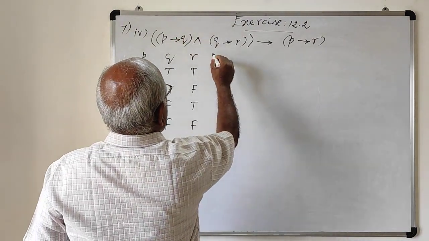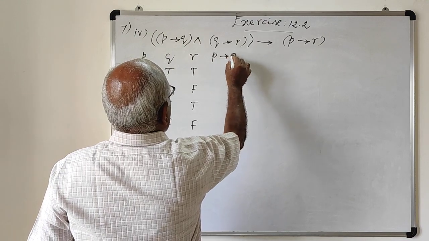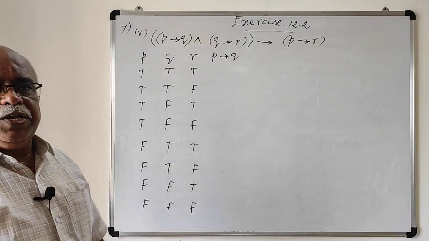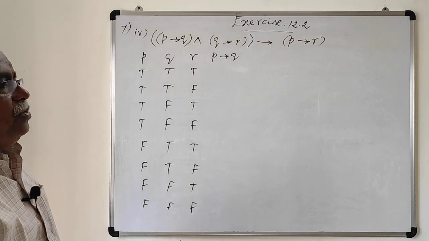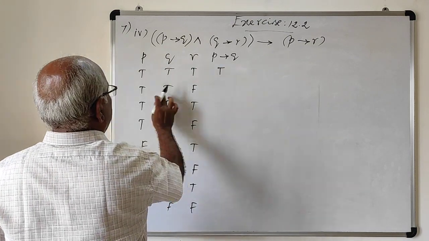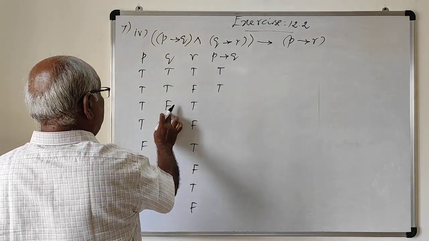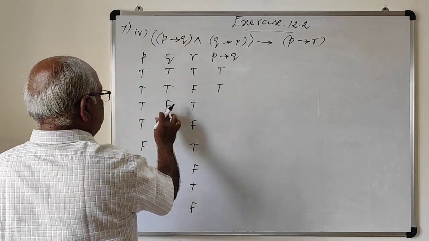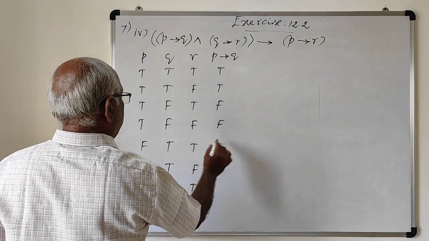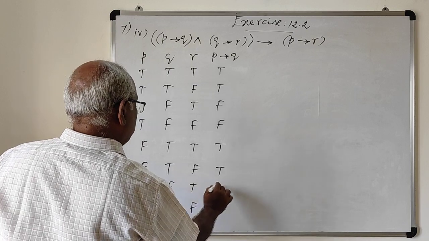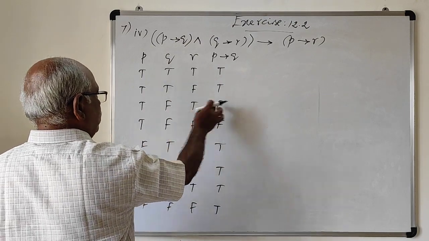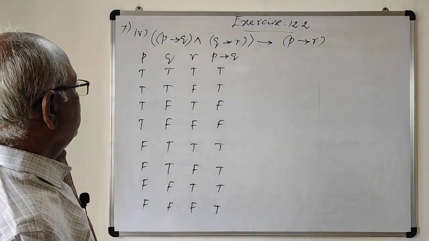Next, if P then Q. For the single condition, if P then Q, if the first statement P is true and the second statement Q is false, then only the truth value is F, otherwise the truth value is T. T to T is T. T to F, P is T, Q is F, is F. F to T, truth value T. F to T, truth value T. F to F, truth value T. The only case where P is T and Q is F gives the truth value F, otherwise T.